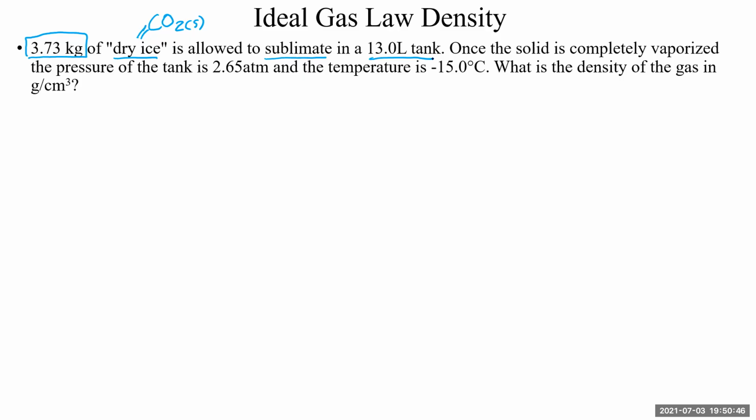So inside of a 13-liter tank. So it's trapped in this 13-liter tank. So let's start writing down our variables. Volume equals 13 liters. We have our mass is equal to 3.73 kilograms. Now, of course, that's not going to be a direct part of the ideal gas law, but we are going to need that because we're talking about density. And the question is asking for grams per cubic centimeter information. So we know that mass, that kilogram, is going to be related to that gram.